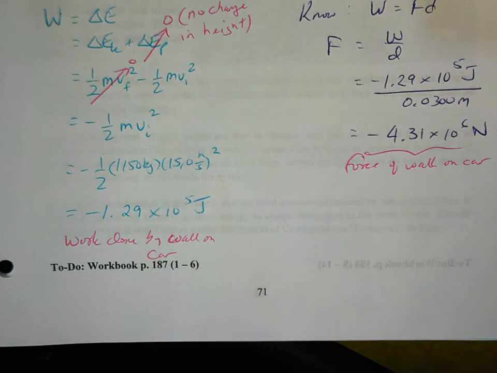Again, it's negative. I guess what we're saying is this direction we've assumed is negative, which is fine. It doesn't really matter because we haven't specified direction. So we know that the force of the wall on the car is going to be this negative 4.31 times 10 to the 6 newtons.